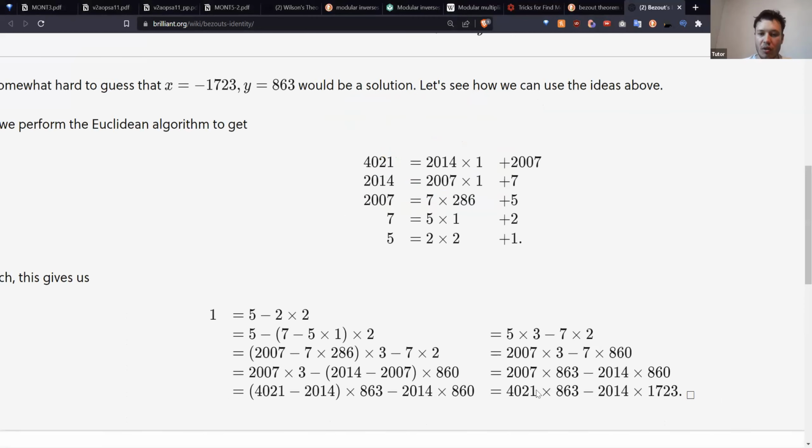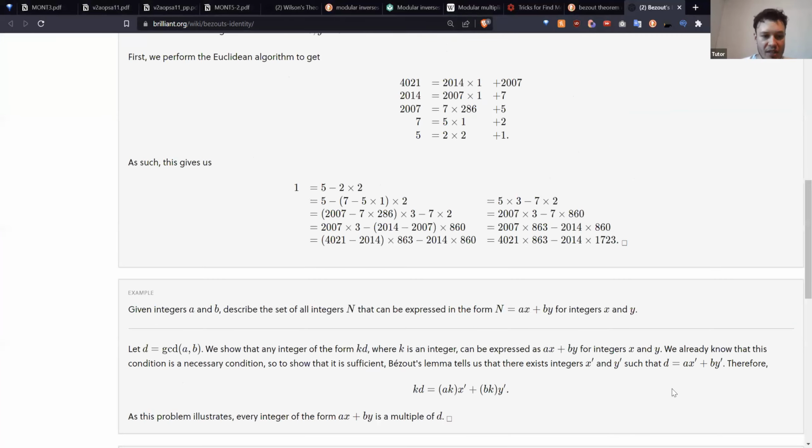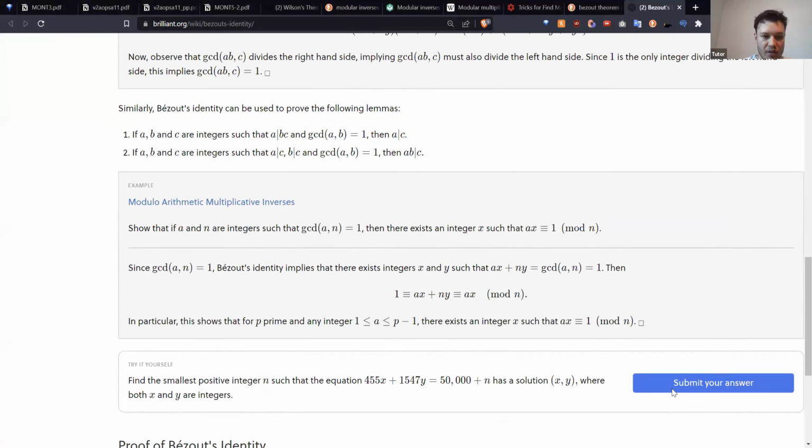And then when you try to do all this computation, you're going to get your x and y to be these crazy numbers, 863 minus 1723. So this is the idea of Bezout's theorem.